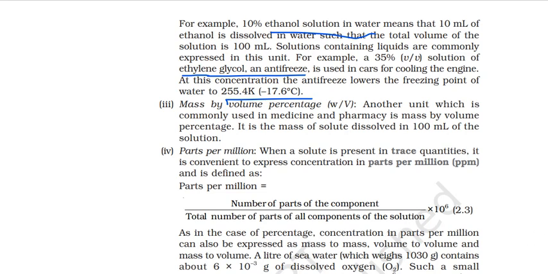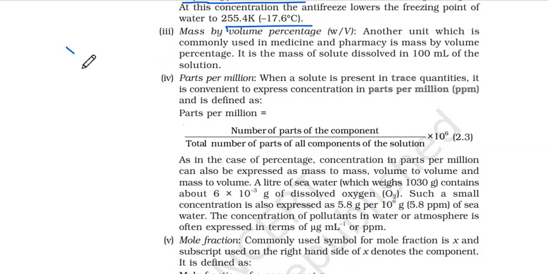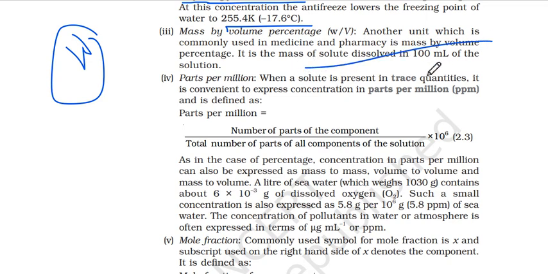Now we have W by V. W means, you understood, mass in terms of weight. W by V. Again, now where do we take the solute? We take the mass of the solute and the volume of the solution. Another unit which is commonly used in medicine and pharmacy is mass by volume percentage. It is the mass of solute dissolved in 100 ml of the solution.